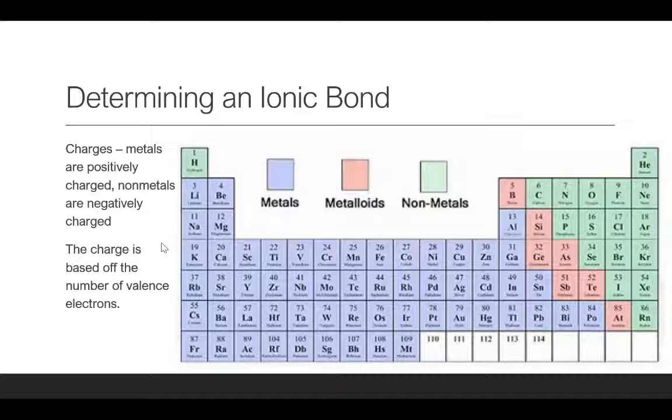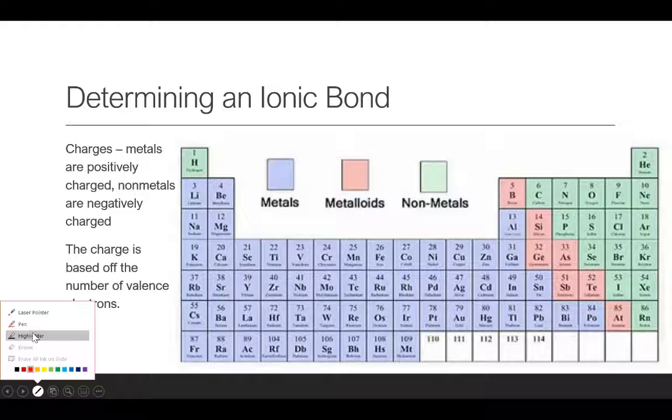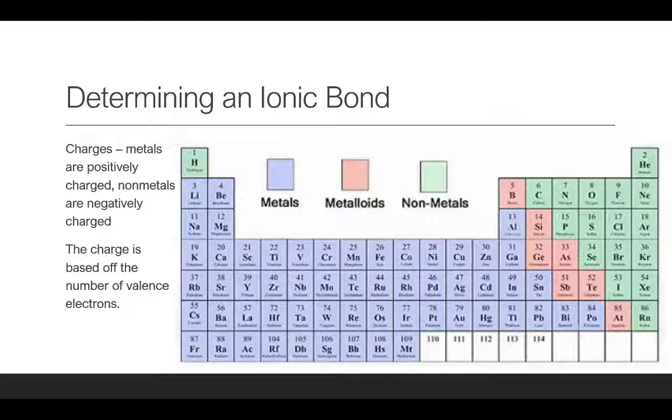So how can we determine an ionic bond? Well, we use the charges of our different elements to determine what ionic bond will form. Metals are positively charged and non-metals are negatively charged. And the charge is based off of the number of valence electrons. So, for example, all of the atoms in group 1 have one valence electron. They have one electron on that outermost shell.